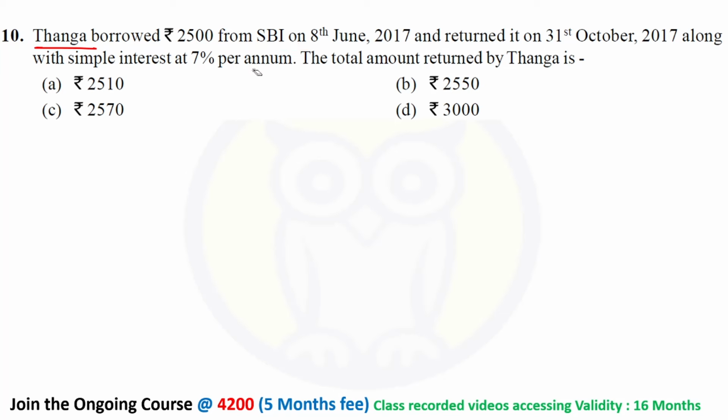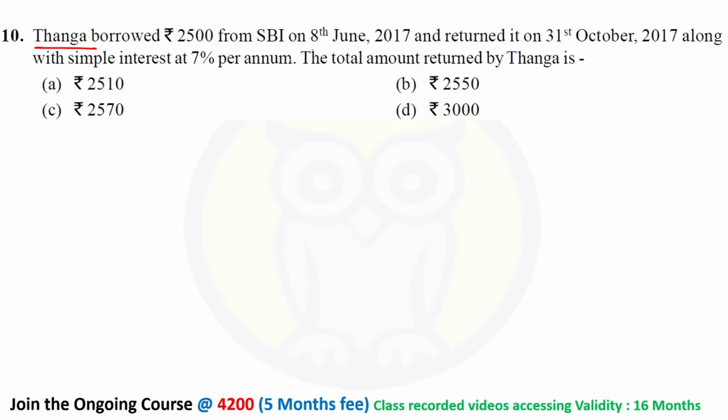Question number 10. Thanga borrowed 2500 from SBI on 8th June 2017 and returned it on 31st October 2017 along with simple interest at 7% per annum. The total amount returned by Thanga is the principal plus the interest, so we add them.